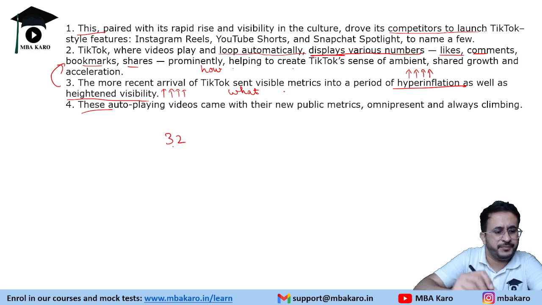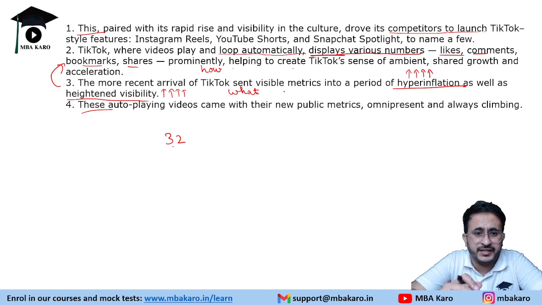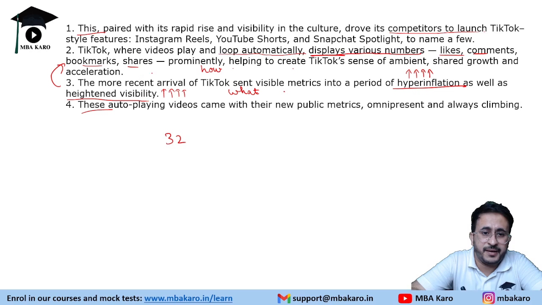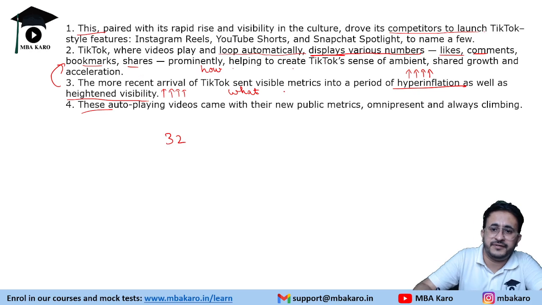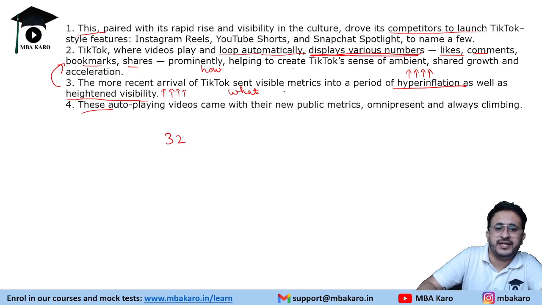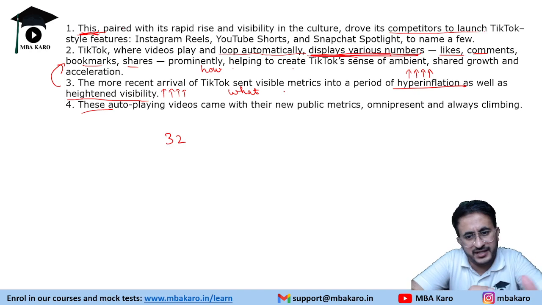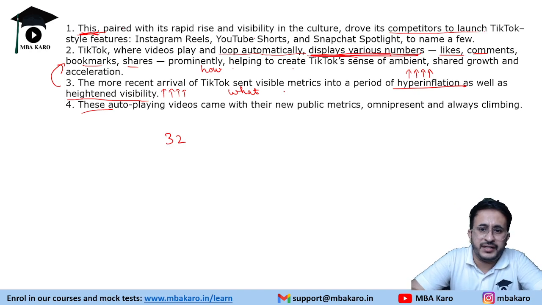So 3 and 2 will make a pair in this case. This is paired with the rapid rise and visibility in the culture. Okay, so this is happening. That displaying of metrics is paired with the rapid rise. So this connects to the next sentence. This refers to that displaying of the numbers on TikTok, and it has led competitors to launch TikTok-like features.